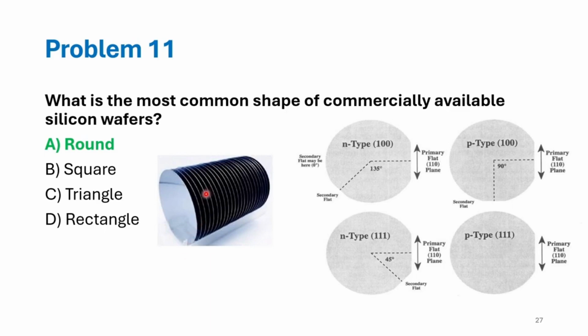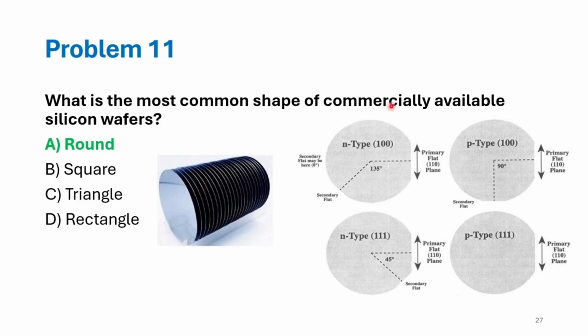The process involves dipping a seed crystal into molten silicon and then we rotate it slowly as the crystal grows. So we will end up with a cylindrical ingot. This cylindrical ingot will be cut into very thin wafers that are round in shape.